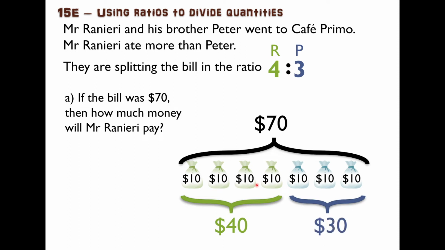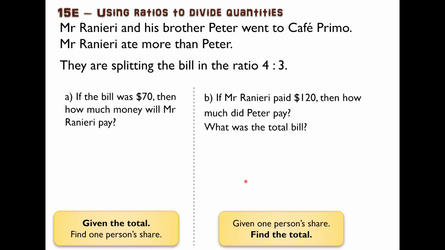That's the overall strategy. Figure out how many total parts you've got. In this case, 4 plus 3 is 7. Divide the total into 7, and then Mr. Aneri, 4 parts, 4 lots of this $10. It's helpful to have a way to write that down because that's nice thinking there, but how do we organize that thinking? So one way we can organize it, this is the same question, is to first label the ratio.